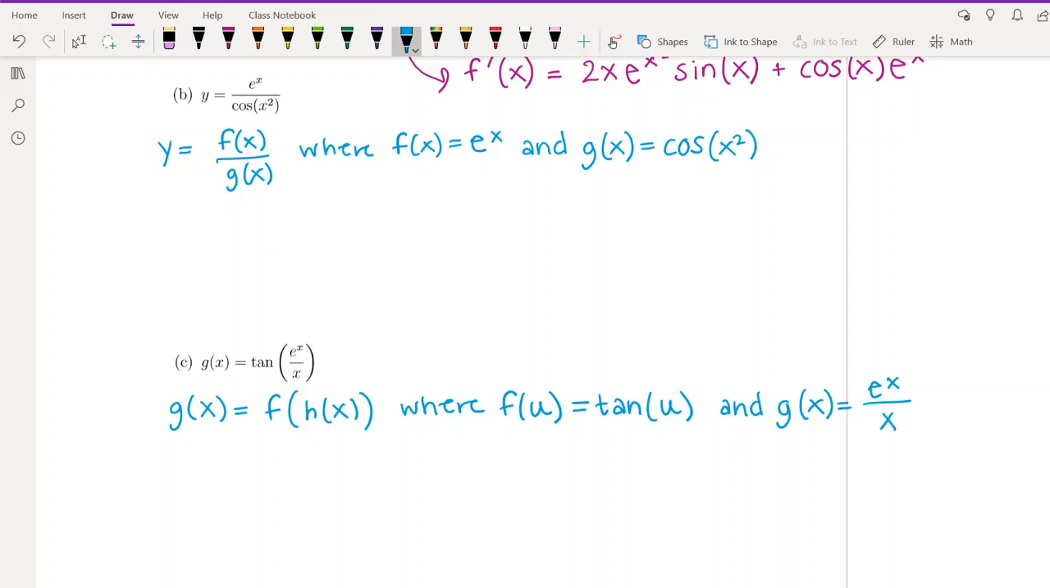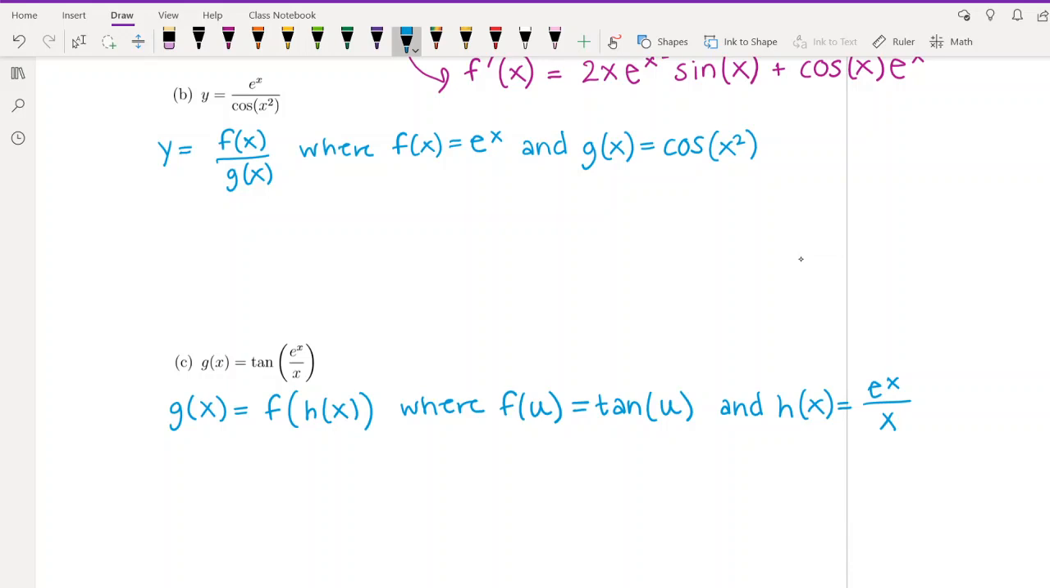Right? Because think back to being in a pre-calculus class where you're asked to compose these two functions. If someone asked you to compose these two functions, you would, sorry, this was supposed to be h. You would take h of x and plug it into f of u, and you would end up with tangent of e to the x over x, which is exactly what we have. And so this is a composite function. So when we come back to this one, we'll be starting by using the chain rule.